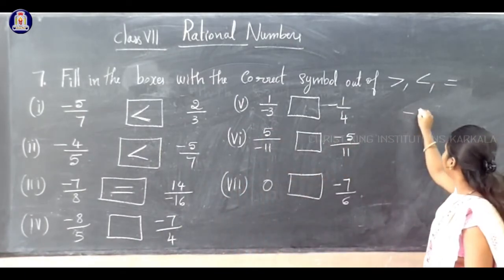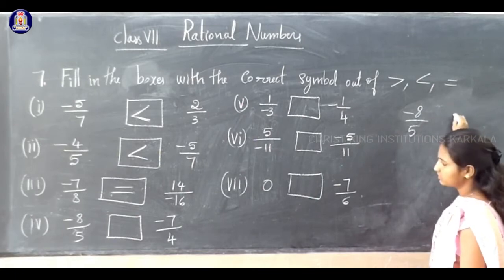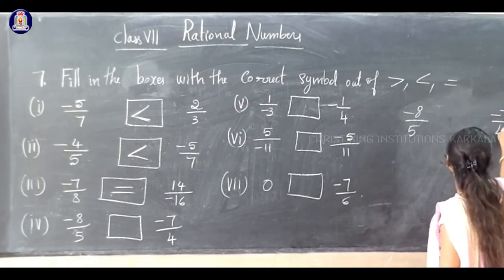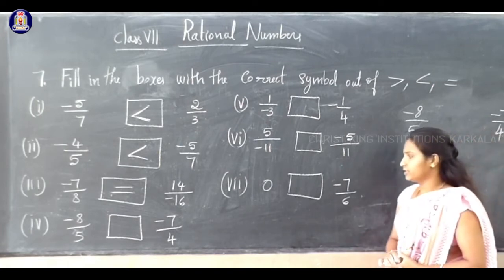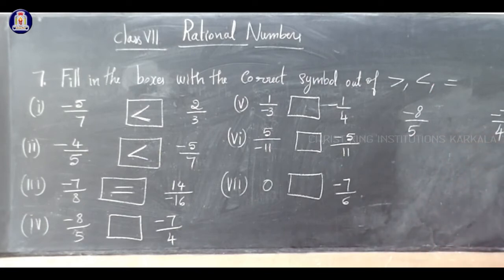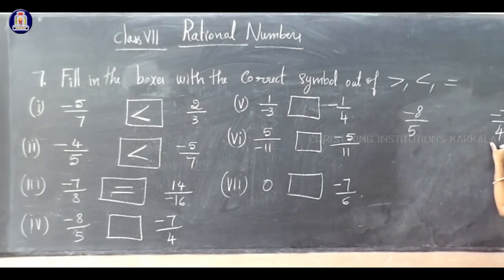Minus 8 by 5 and another one, minus 7 by 4. So now can you say which is the greater one and which is the smaller one? We cannot say which is greater and which is smaller without making the denominator the same. Now see here, the denominator is 5, here the denominator is 4.